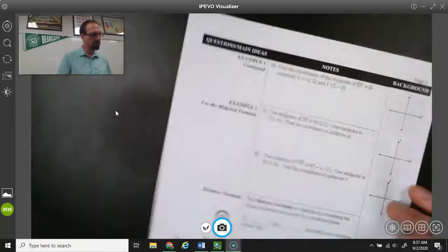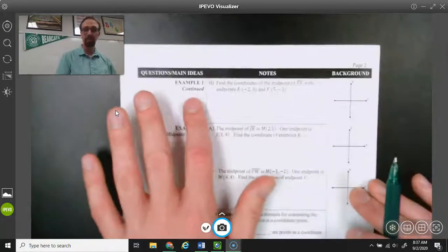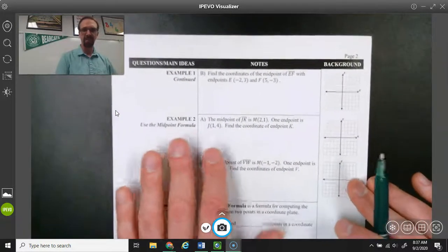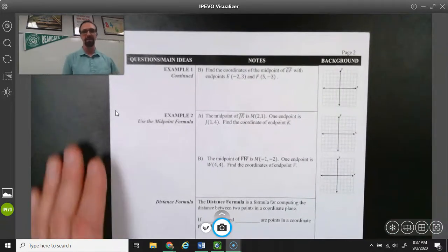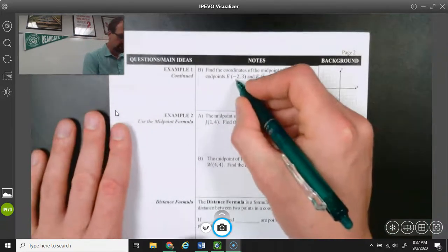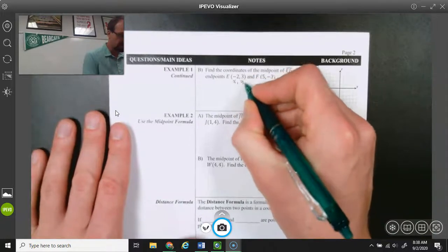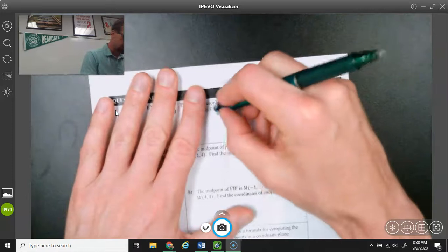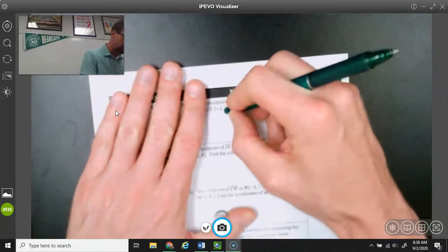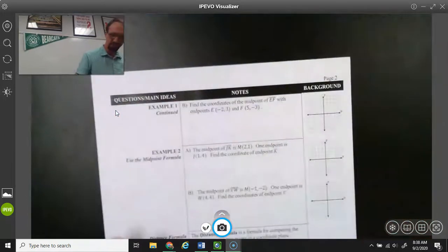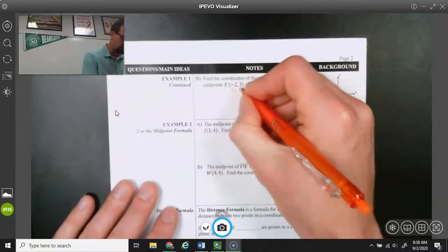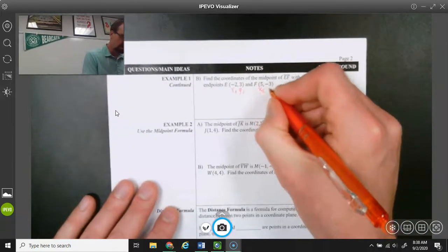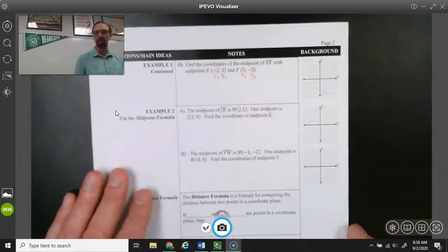Example 1, so this is just like the example that we just did. This is the same idea. Find the coordinates of the midpoint of segment EF with endpoints E at -2, 3. I'm going to call this my x sub 1 and y sub 1. And then for F, I'm going to be consistent and use the same color scheme, so we can jump back to orange. In case you didn't know, this is actually orange. X sub 1, y sub 1, and then x sub 2, y sub 2 for my other coordinate, F.